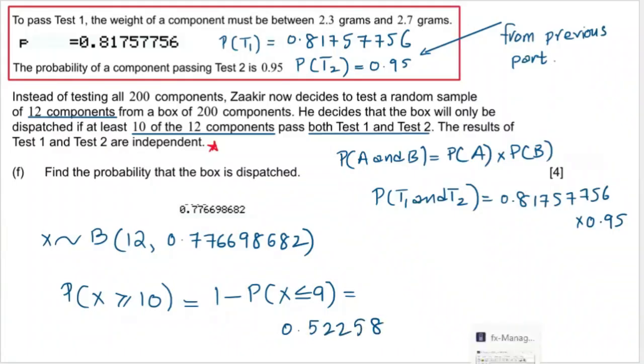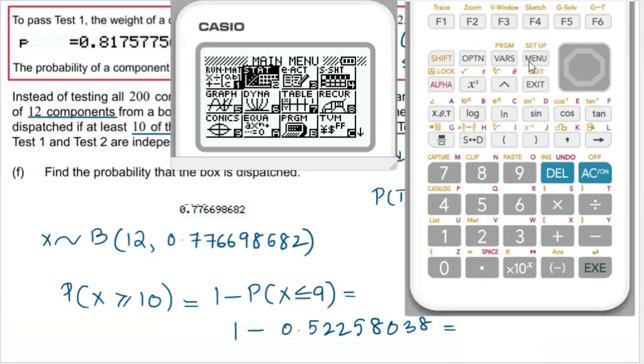0.52258038 and 1 minus the answer. Let's get this. And then I can round my final answer in the end.